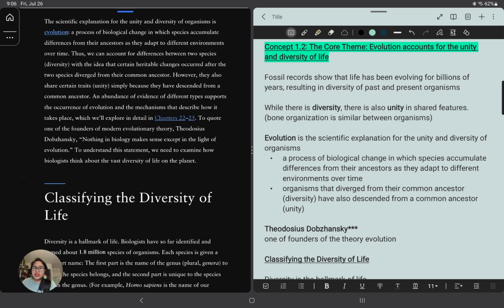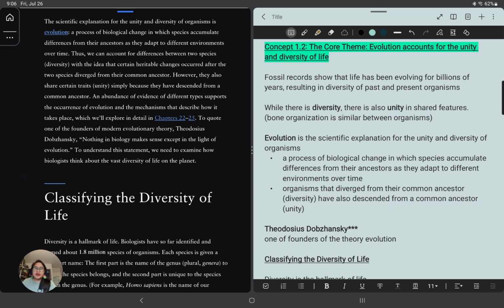An abundance of evidence of different types supports the occurrence of evolution and the mechanisms that describe how it takes place, which we'll explore in detail in chapters 22 through 25. To quote one of the founders of modern evolutionary theory, Theodosius Dobzhansky, "Nothing in biology makes sense except in the light of evolution." To understand this statement, we need to examine how biologists think about the vast diversity of life on the planet.